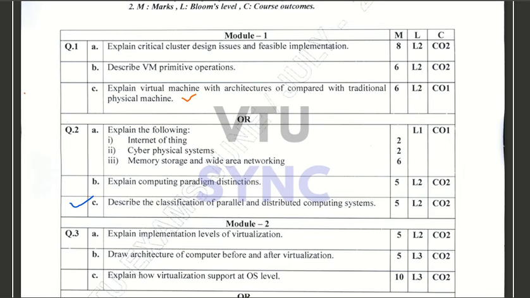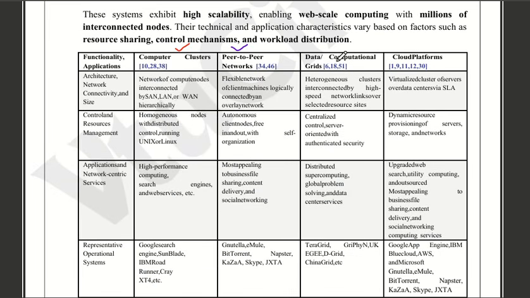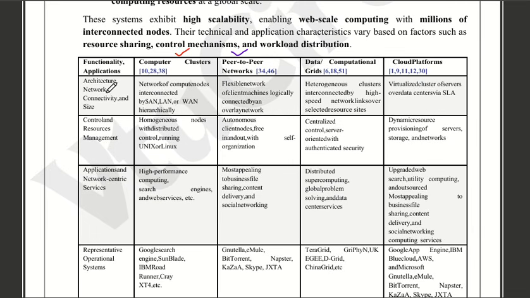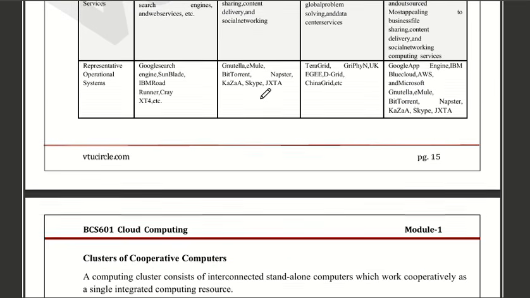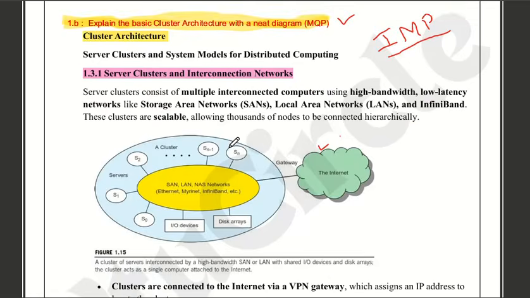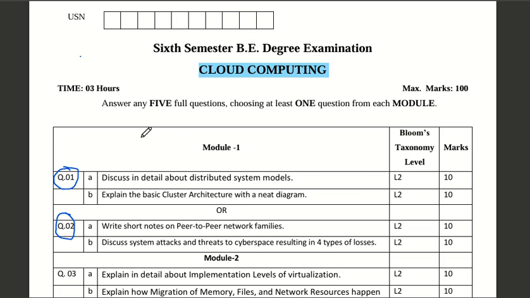For this question, this is the answer. Here they are not mentioned, but in the textbook they mentioned it as a tabular column itself. Okay, so moving on to the next topic, the cluster architecture. It is very, very important, guys, because in the model question paper they have asked to explain the basic cluster architecture with a neat diagram.